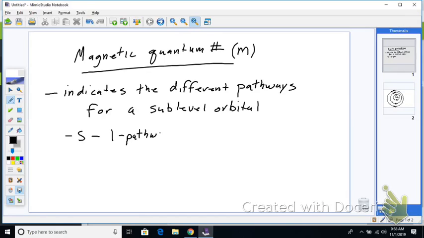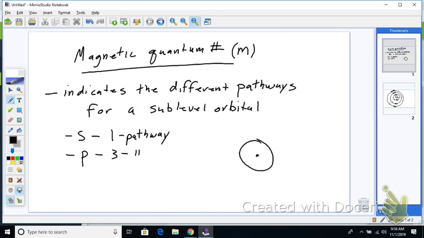What I mean by pathway is that when we have an S orbital, and we're just going to go ahead and show a sphere, okay, it only has one type of pathway it can rotate around the nucleus. And you're like, well, don't they all have just one pathway? Because they should just have one. Well, I'm going to show you P here in a second. And P has 3 different pathways it can take.